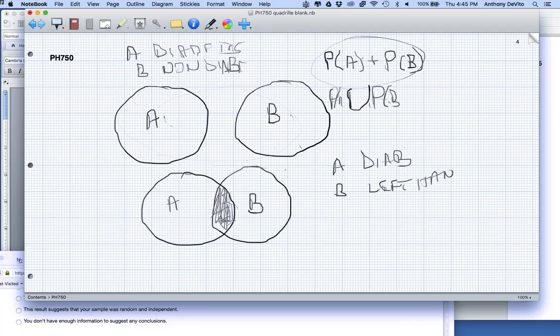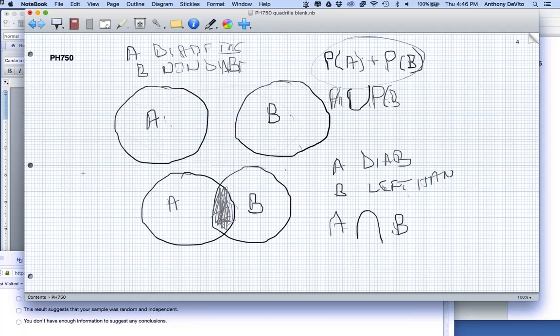Now, in this case, I'm looking at this area in here. What does that area represent? It represents people that are both left-handed and diabetic. The way I might represent that is the intersection. The symbol used for intersection is an upside down U. Right side up U is union, upside down U is intersection. So for intersection, I turn that upside down and say A and B, the intersection of A and B. That means people that are both diabetic and left-handed.